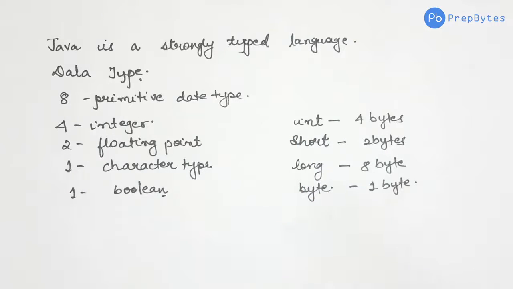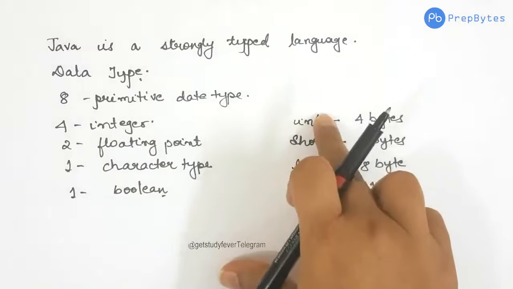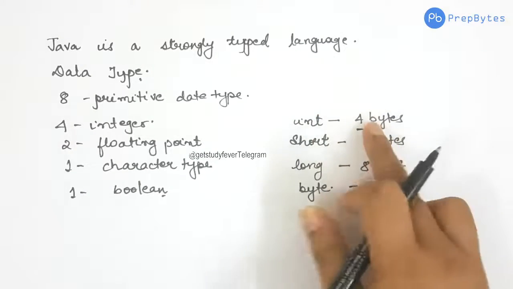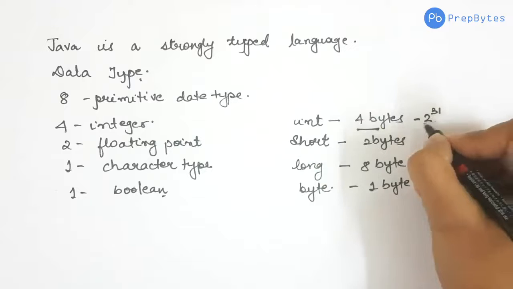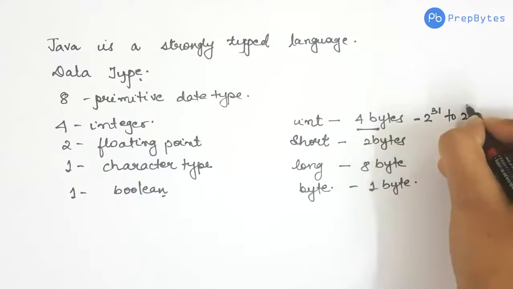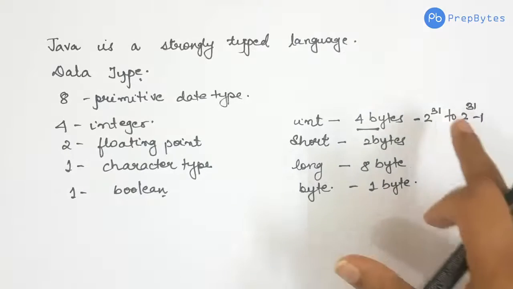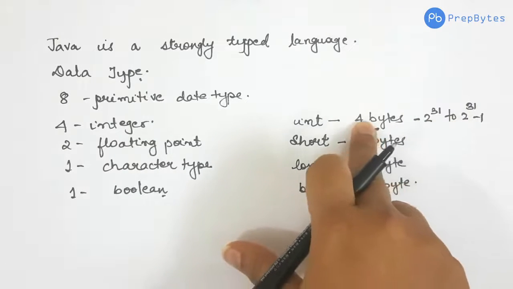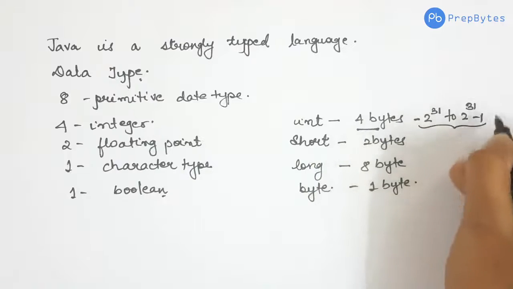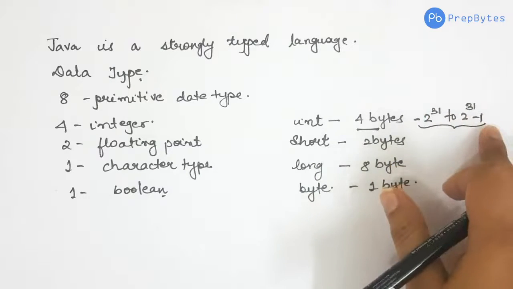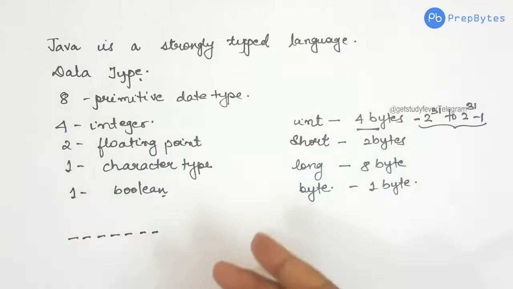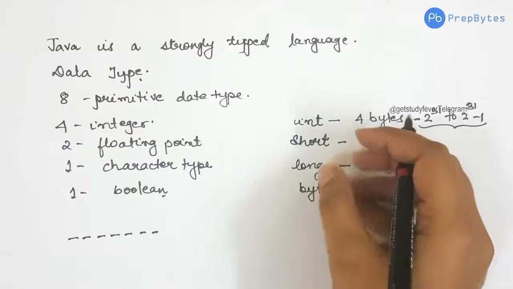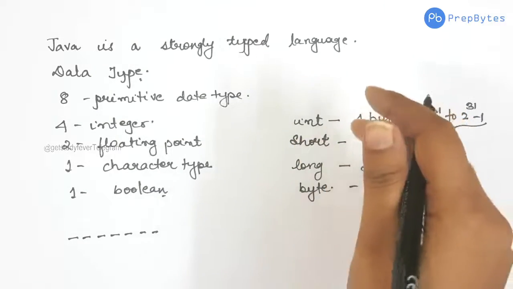And again, the range of numbers that a particular data type can hold depends on the size. In this particular case, the range lies from minus 2 to the power 31 to 2 to the power 31 minus 1. This 4 bytes is 32 bits, that's why we have this range. What happens is that generally we have bits, and each bit can have either 0 or 1. Depending upon how many bits a particular data type occupies, that will decide the range.